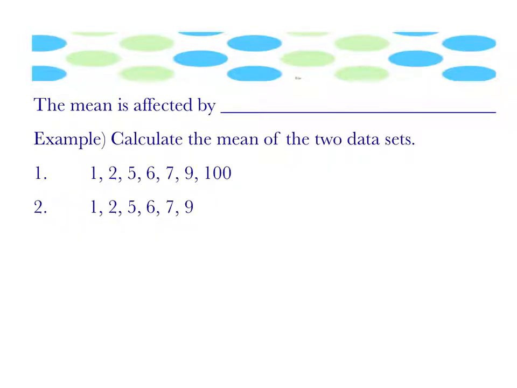So the mean is going to be affected by outliers, and I think you all probably have heard this word before. Outliers are unusual data. It's the data that just doesn't feel like it actually fits. So what I want you guys to do is probably pause this video, and I want you to calculate the mean of these two data sets right here. So just pause the video and then come back.